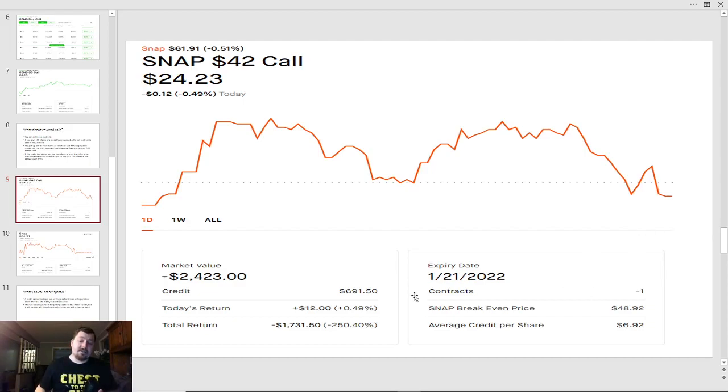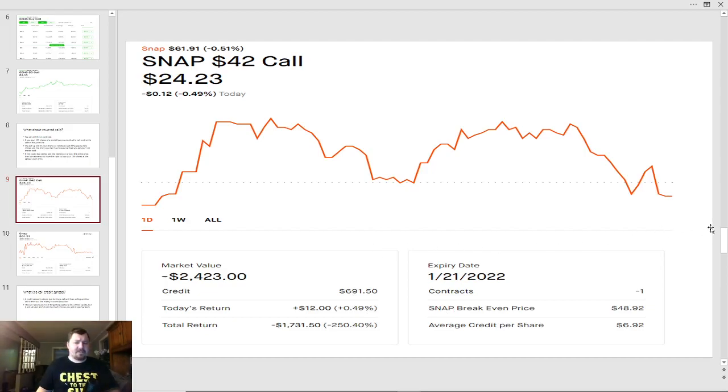Now, on January 21st, 2022, when that comes around, whatever Snapchat's at, they'll be able to buy Snapchat for $42 a share off me. Right now, Snapchat's at $61, so this is a pretty valuable contract to have. If I didn't want to get rid of my Snapchat shares and I wanted to get the rights to my shares back, I would have to pay $2,423.